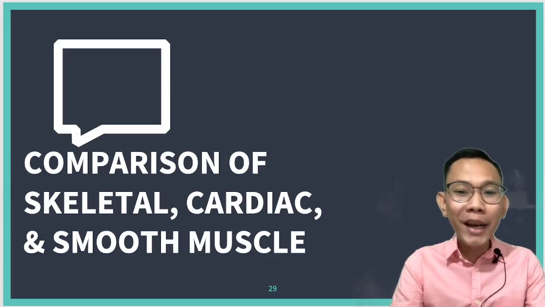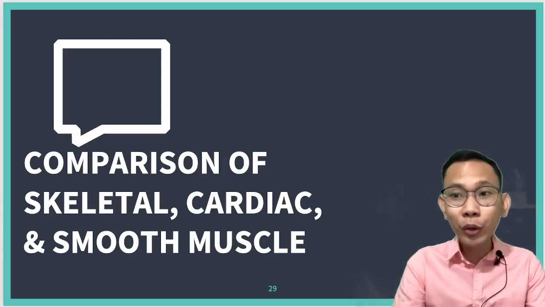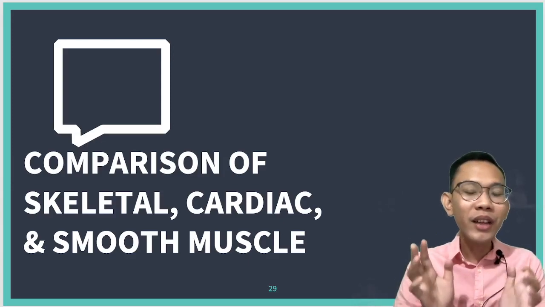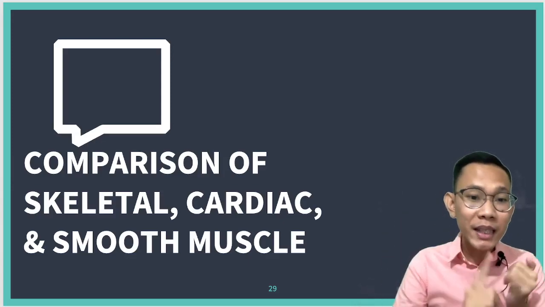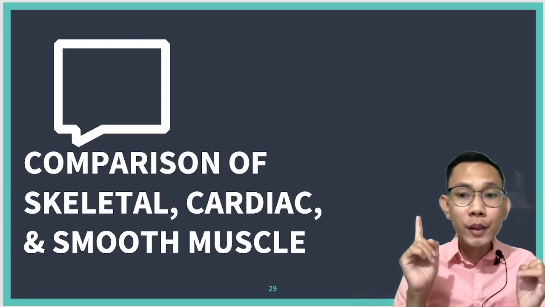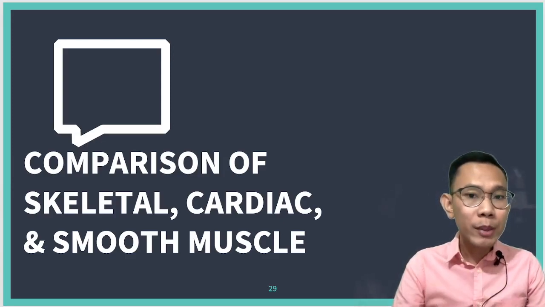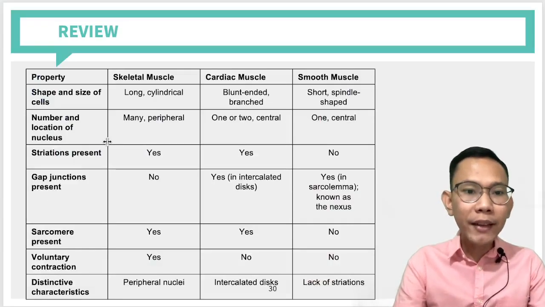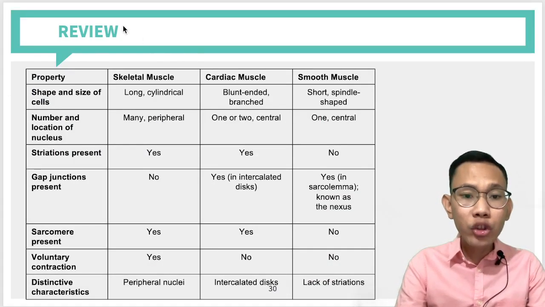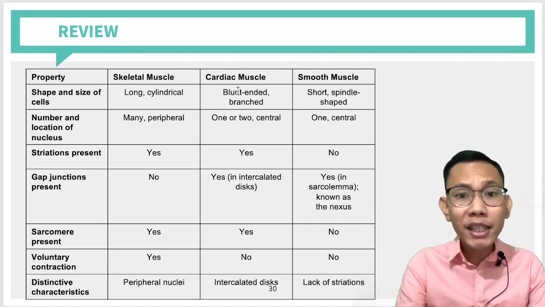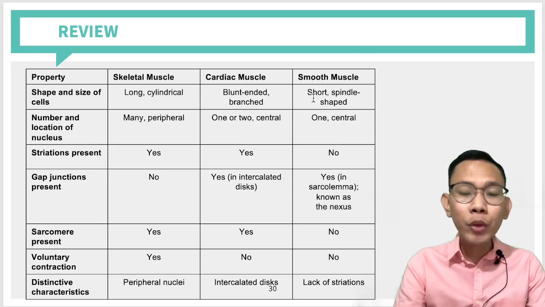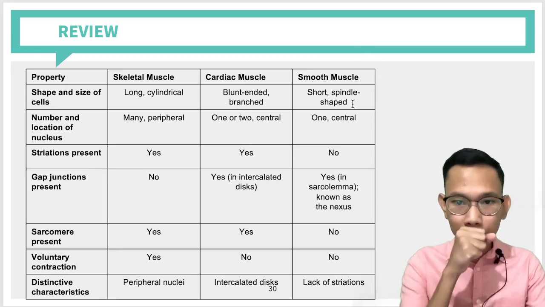Now let's have a comparison of your skeletal, cardiac, and smooth muscle. This is a summary of the things we discussed in terms of the distinct features of your skeletal versus your cardiac versus your smooth muscle. In terms of the shape and size of the cell, your skeletal muscle is long and cylindrical. Your cardiac muscle is blunt-ended with branching. Your smooth muscle is short and spindle-shaped.